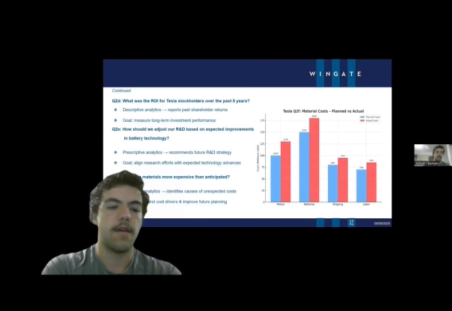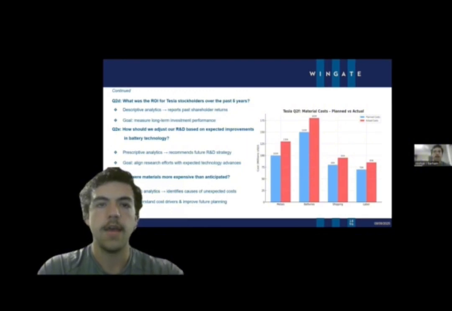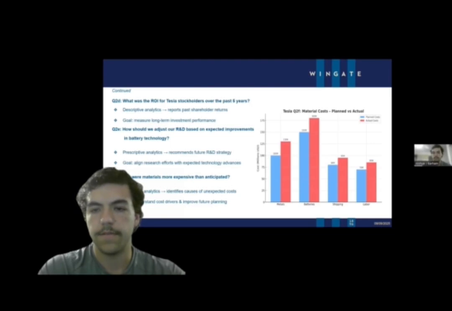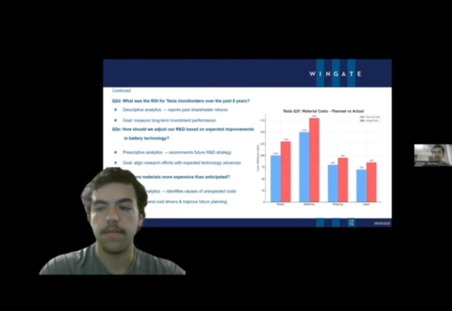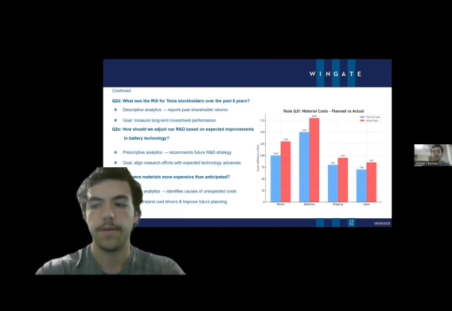For question F, or part F to this question: why were materials more expensive than anticipated? To solve this, Tesla would need to use diagnostic analytics because this is going to identify the cost of the unexpected rise and why. Diagnostic is when you are looking into the data deep and finding the root cause of something. And you can see on the chart here, the costs were going way up for Tesla. So diagnostics is going to look into further detail and data to figure out what's wrong with this. And the goal is to understand the cost drivers and what's going on here.